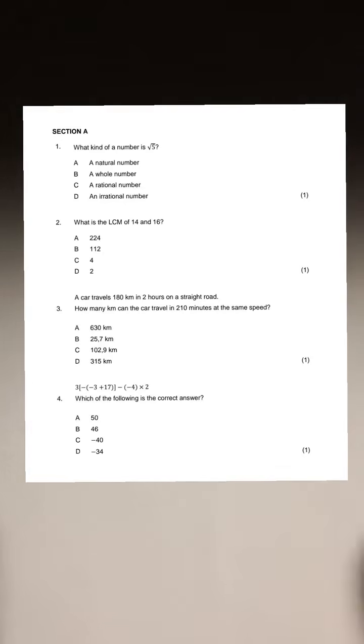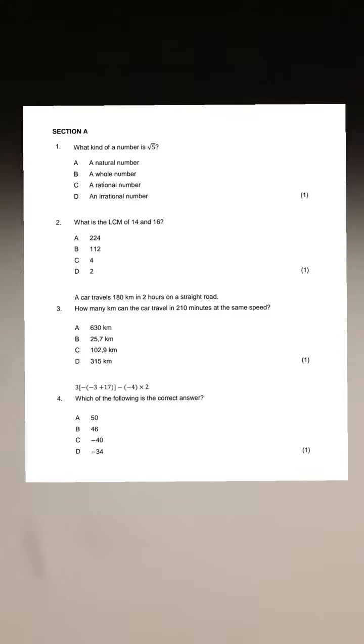So just from question 1, I have been able to revise all my numbers because I took the time to check: A, natural number, what is it again? Whole number, what is it again? C, rational number, what is it again? And then D, an irrational number, what is it again? Then I was able to make the most correct choice.